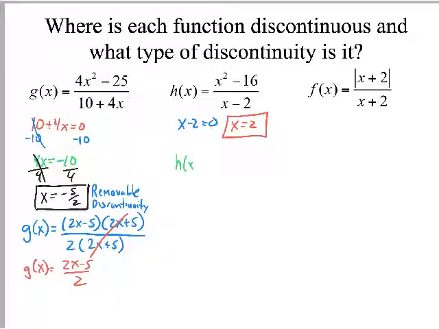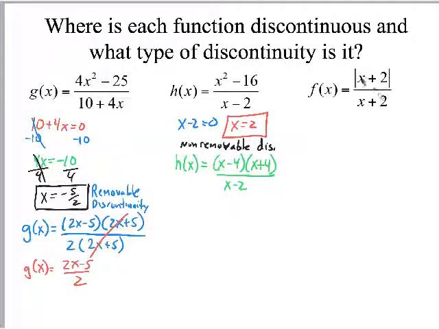So h of x, if I factor the top, is x minus 4, x plus 4. And the bottom is the x minus 2. Nothing cancels. So really, this is going to be an asymptote. So you cannot just go fill in at 2. So this is called a non-removable discontinuity. I'm going to put dis, just to save some time writing.